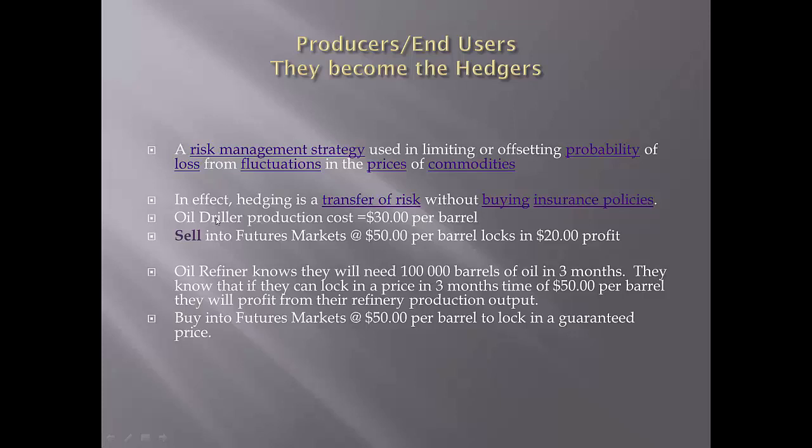So let's just say an oil driller, its production cost is $30 per barrel. He can sell into a futures market at $50 per barrel and lock in $20 profit. An oil refiner knows that they will need 100,000 barrels of oil in 3 months. They know that if they can lock in a price in 3 months' time at $50 per barrel, they will profit from their refinery production. So they buy into the futures market at $50 a barrel to lock in a guaranteed price. So this is about locking in fixed prices for both the producer and the end user.